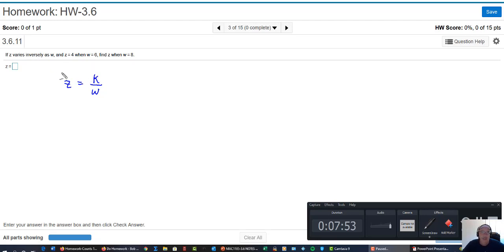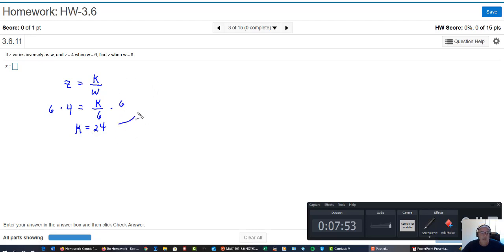But once you start getting the hang of it, I think once you set that model up, you'll be in great shape. Now, once you get it, find K. It says Z equals 4 when W equals 6. So to solve for K here, we're going to multiply both sides by 6, the LCD here. So the constant of proportionality K in this problem is 24.